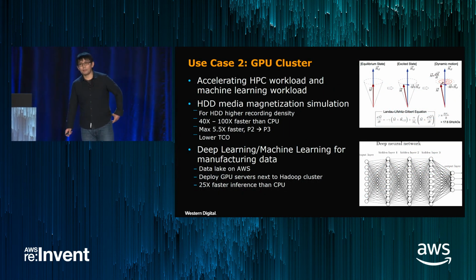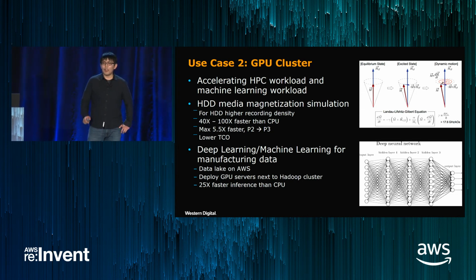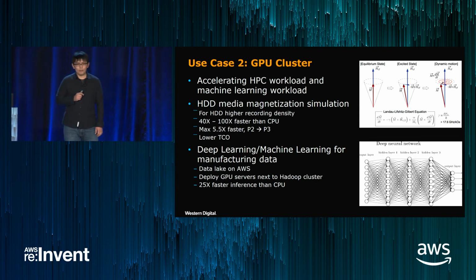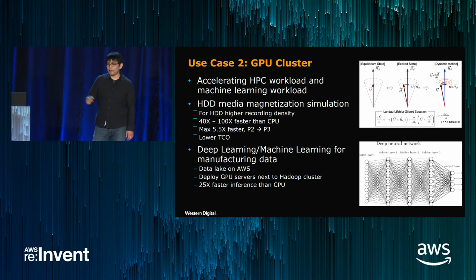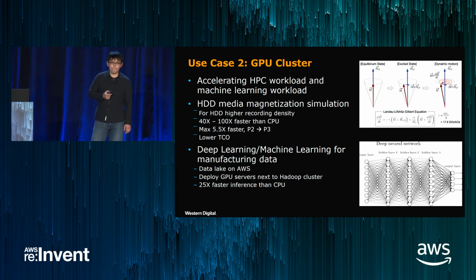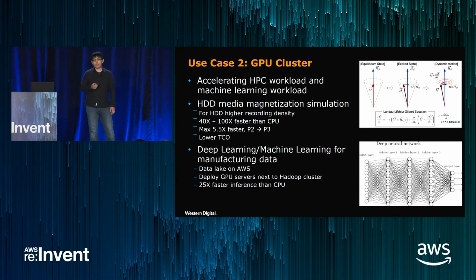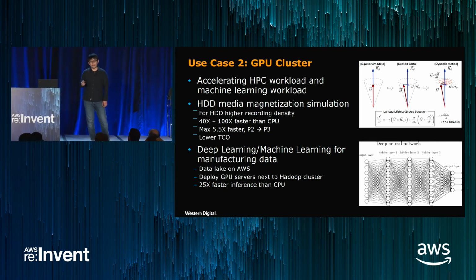Next one is GPU. We use GPU clusters for both HPC, high-performance computing, and deep learning. In the HPC area, we have a code that runs on GPU, and that code is for hard disk drive magnetization simulation. That code runs 100 times faster than on CPU. And we also confirmed the code on the latest P3 instance runs 3 to 5 times faster than on the previous P2 instance. We always confirm the computing performance when switching the instance type like this. We always confirm the total cost of ownership by analyzing the computing performance against the cost.